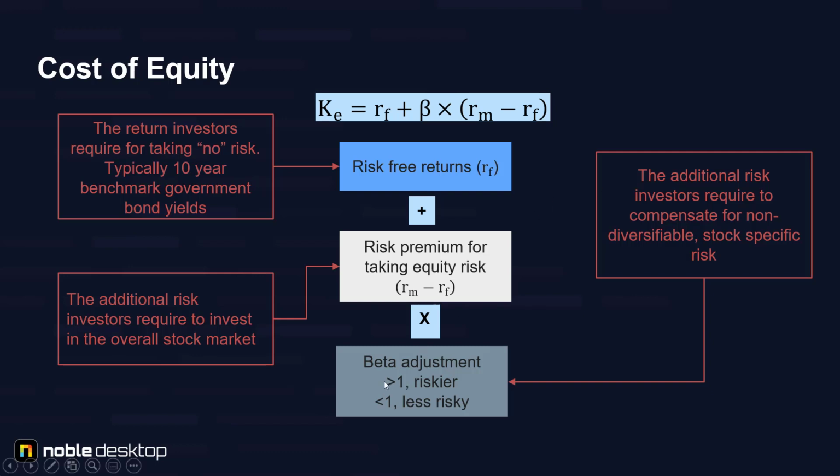If beta is larger than 1, then the investment is riskier than the current market risk for the industry, and if it's less than 1, then it's less risky than the current market risk at the moment.